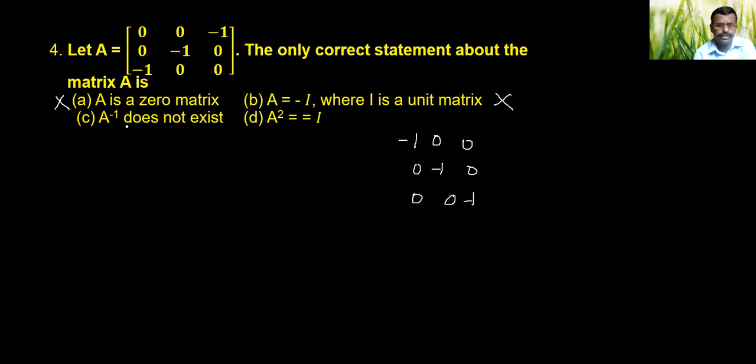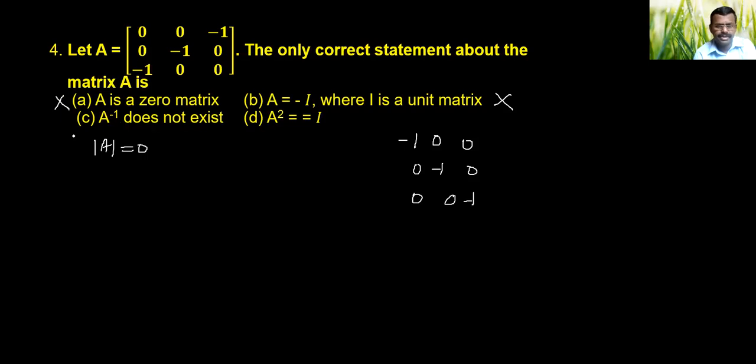Now we have 2. The third statement says that A inverse does not exist. A inverse does not exist means the determinant of A should be equal to 0, then only this is possible. Don't go with this one because it is a very lengthy process. So now we have to decide either C or D.